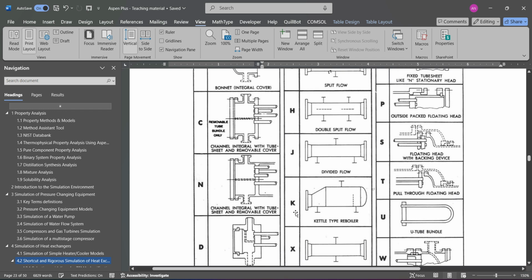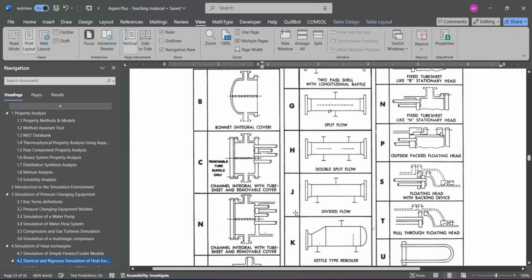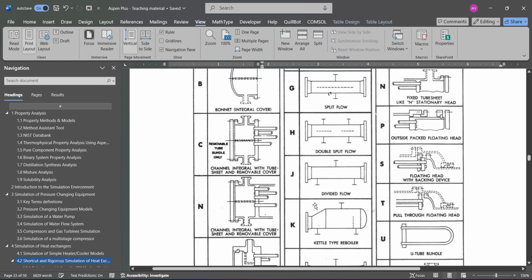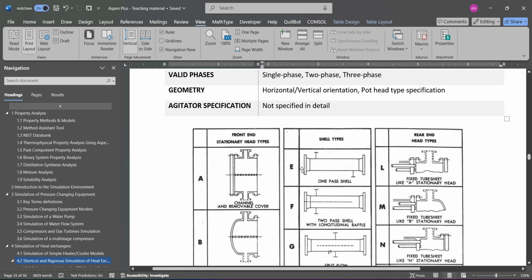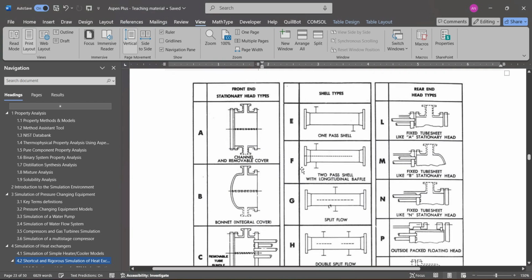And you can identify the K type. This is pretty common as a reboiler of the towers or the distillation columns. These are the common ones: J type and K type, and also the E type is common when we have relatively low duty, and the heat exchanger geometry is the simpler one.